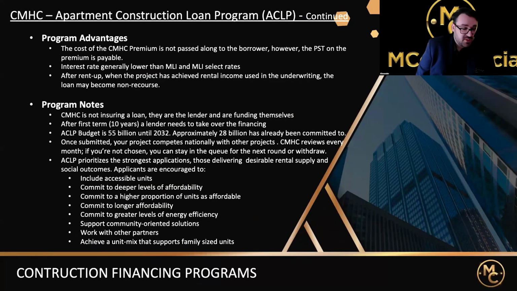And some small advantages and some quick notes on this program as well. In this program, there are no CMHC premiums. Well, they're not passed to the borrower. However, the taxes on the premium are passed to the borrower. So you are making some savings there. The interest rates are generally lower than MLI and MLI Select. As I mentioned, CMHC's current rate for this program is close to 3.25. On the MLI and MLI Select, depending on deal size, you're probably closer to 3.5 to 4.5, depending on deal size and location.